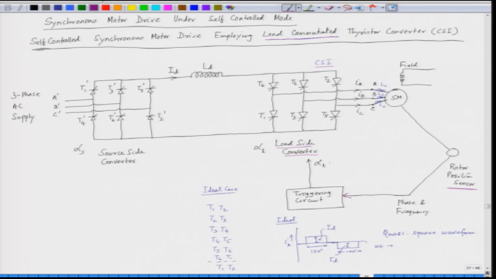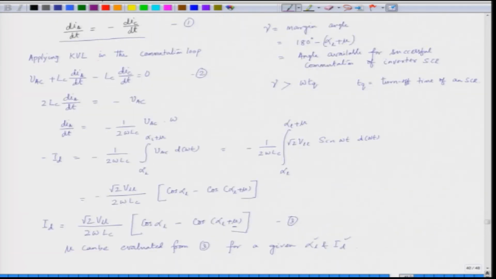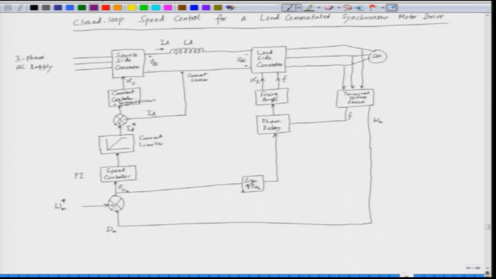We also derived the expression for the commutation overlap angle. This is the overlap angle which can be evaluated from this expression. Mu is the overlap angle for the load side converter, and we also saw the closed loop speed control block diagram of this load commutated synchronous motor drive.